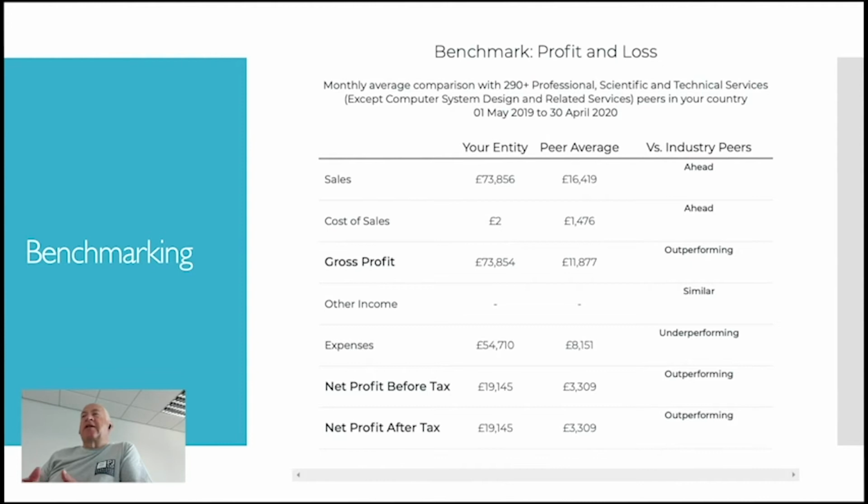That's benchmarking. I'm not going to go too far into benchmarking today because it really needs to be tailored to your business. But it's quite a useful little addition to Syft to have a look at from time to time when you're trying to think about your business compared with other businesses in your industry.